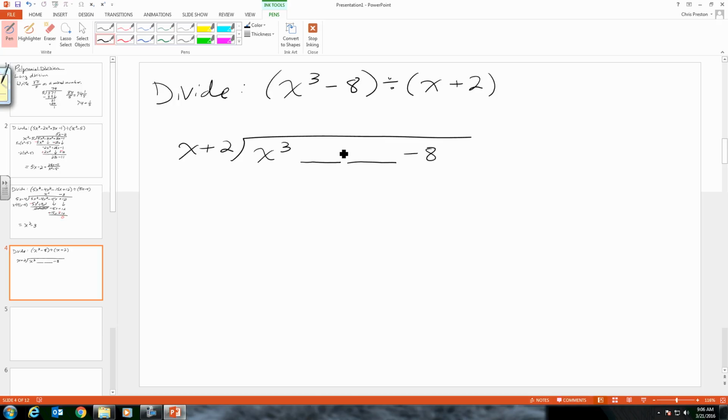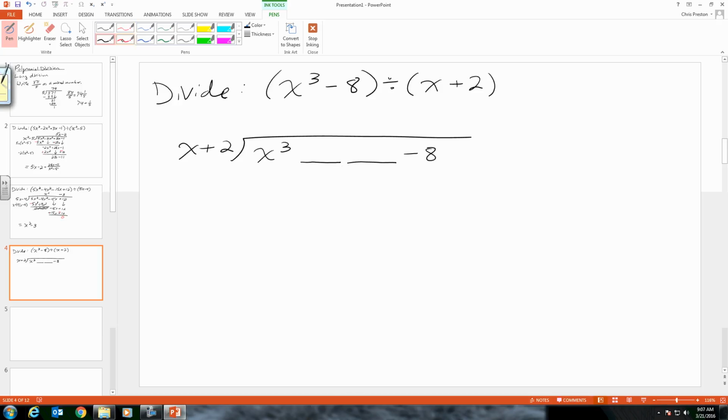Now, what I'm doing here is, you'll see I have the third power, I have the constant, but I don't have a second power or a first power. So if you're missing some powers of your variable, you should leave room for them, because they may show up in the problem, and a lot of times they will.